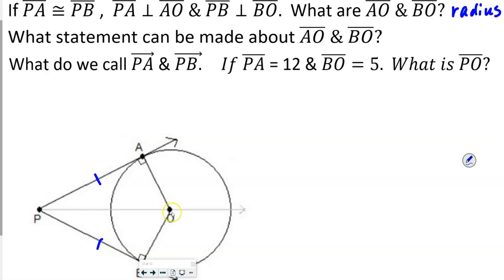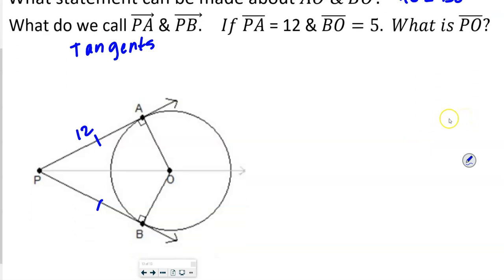Okay. And then it says, what statement can be made about AO and BO? AO and BO, if they're radii of the same circle, can't we say that AO is equal to BO? We sure can. Okay. And then what do we call PA? PA and PB. These are tangents, aren't they? Okay, then it says if PA is equal to 12, then don't we also know that PB is equal to 12? And then it says BO is 5. Well, if BO is 5, then we know that AO is 5, right?